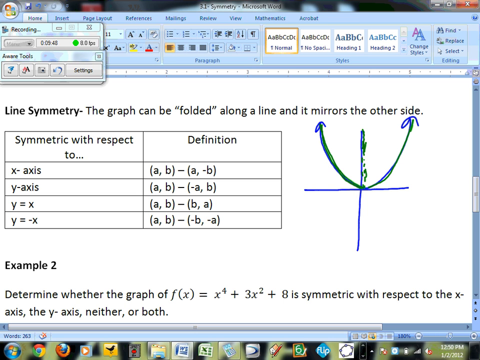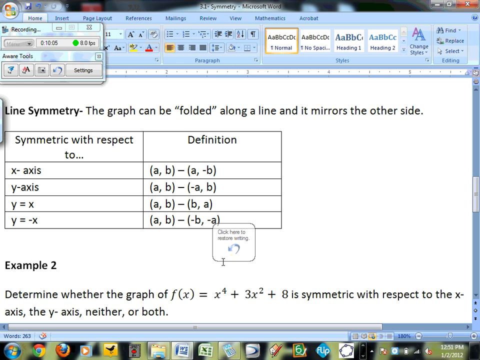And in the same way to the x-axis, say we had a graph like that, right? If I were to fold it along this x-axis line, it would land right on top of here, or this side would land on top of that guy, right? So that's what line symmetry means.